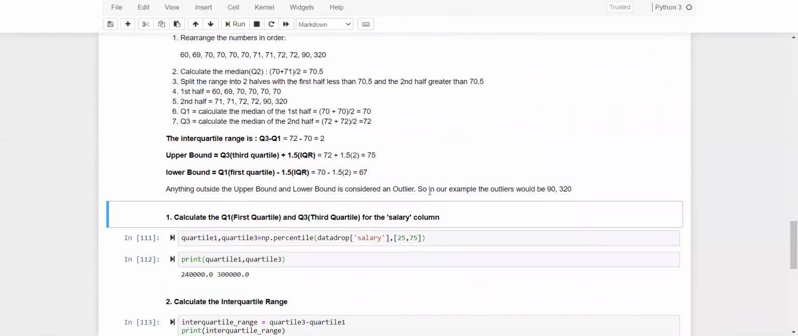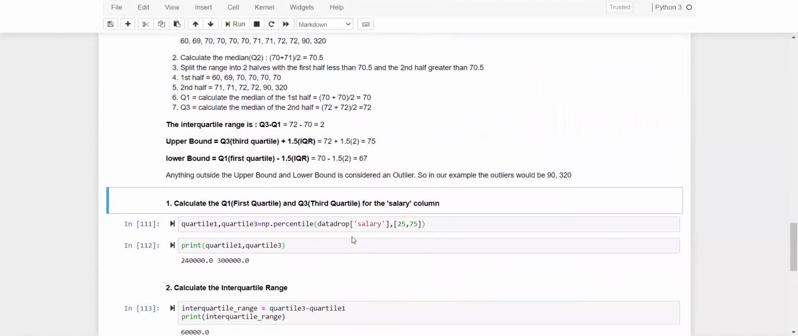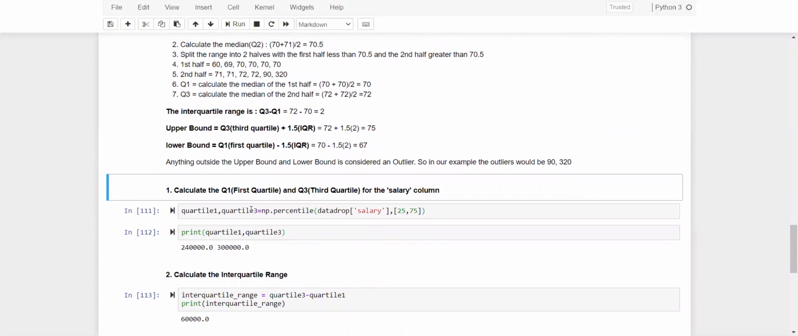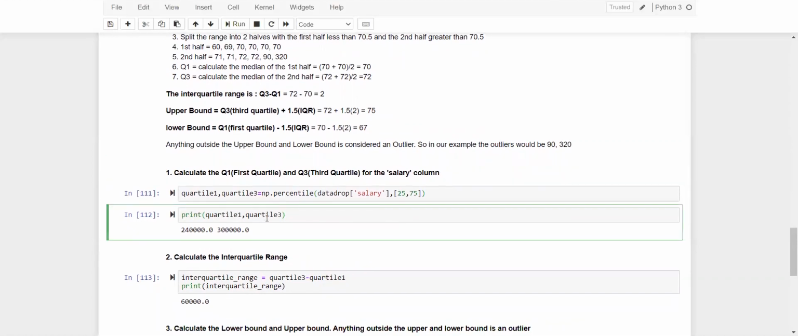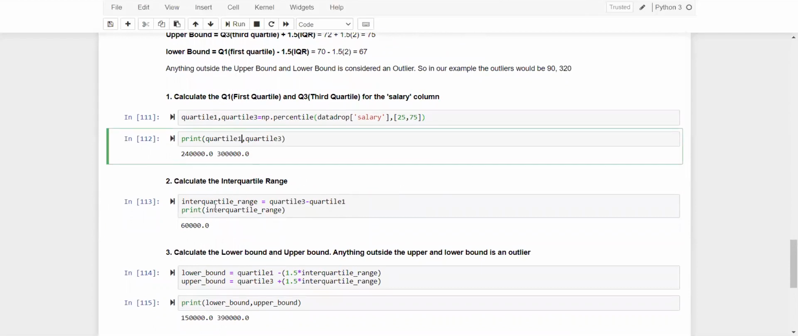Let's try to implement this in our data set and see what outliers we get. First things first, we need to find Q1 and Q3, the first quartile and the third quartile. For that, I am using this numpy function, np.percentile, and the arguments to it are the salary column, and the second argument is the list of 25 and 75 percentiles. The first and third quartiles that we get here are 240,000 and 300,000. From that we will calculate the interquartile range, which is the difference of the third quartile and the first quartile, and the value is 60,000.